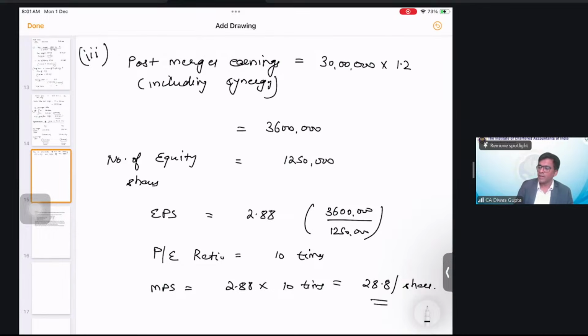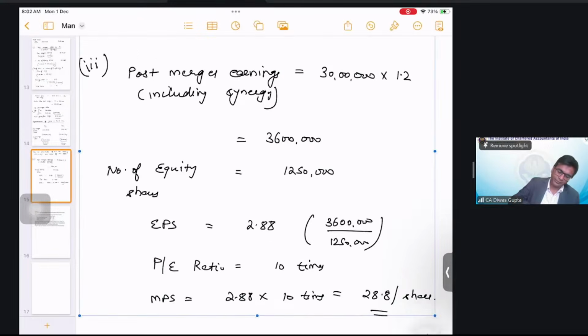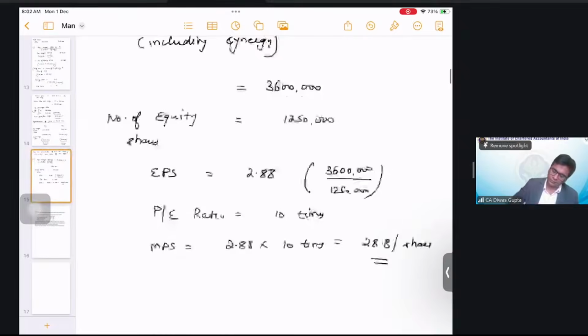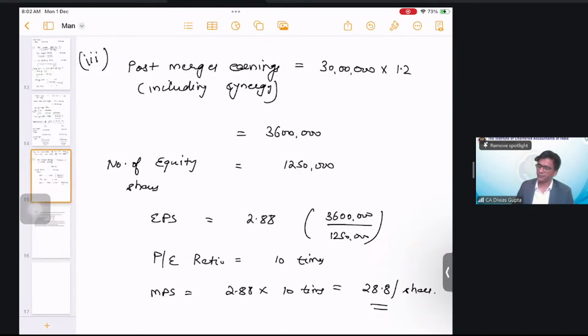So in the earlier question, it was 24 rupees. In the earlier part, it was 24 rupees. Now it is 28.8. Right? So even in case of 24 rupees, the shareholders were better off. So at 28.8 also the shareholders will be better off. Clear, students? Any doubt or any question till now? Please do let me know.